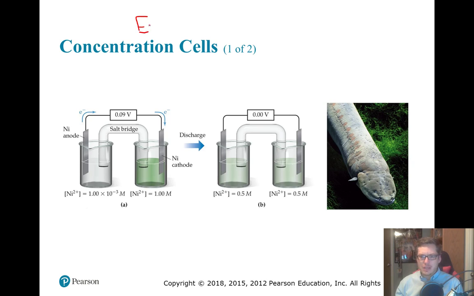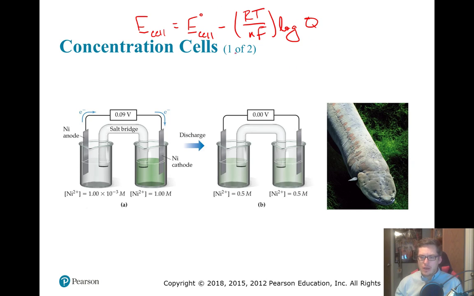We talked about how we can calculate the electrical potential of a cell at non-standard conditions using this equation. First we start with the electric potential of the cell at standard conditions, and then we subtract RT over NF. F is Faraday's constant, R is 8.314, temperature is in Kelvin, and our N value is the number of electrons that are transferred per half reaction, times the log of our Q. And remember, that's our reaction quotient.